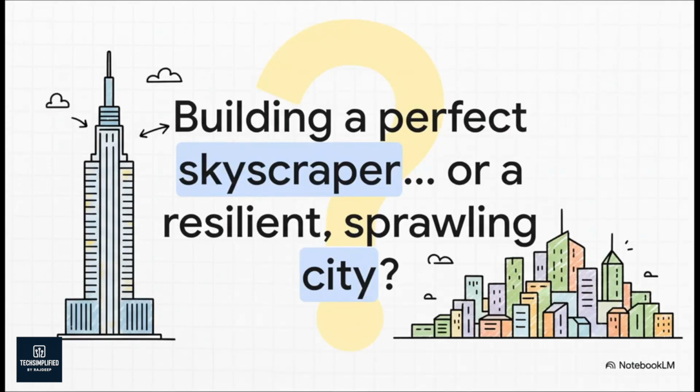So I'll leave you with this final thought. The choice was never about which database is better. It's about what you're trying to build. So ask yourself this. For your next project, are you designing a single, perfectly engineered skyscraper where every beam has to be exactly right? Or are you building a sprawling, resilient city that can grow and adapt in any direction? Your answer to that question will tell you exactly which tool you need to pick up.